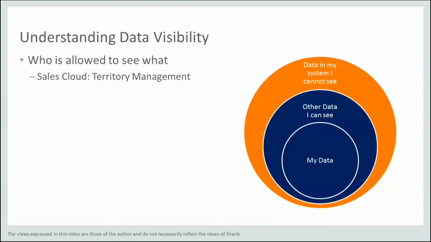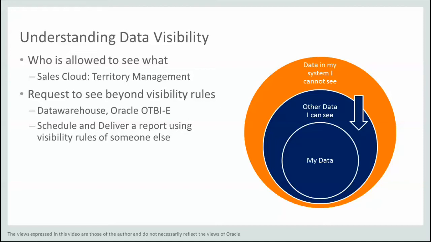If we do get a request to make a report on such data, then there are typically 2 ways to fulfill such a request. First off, change the visibility rules to include the information to the set of data to which the user has access. Or use a tool like Oracle BI Delivers to schedule and execute a report using the data visibility rules of a certain user, and then deliver the report per email to users who have no access to that data. More on BI Delivers in a future episode.